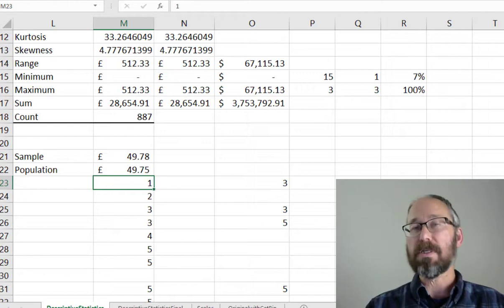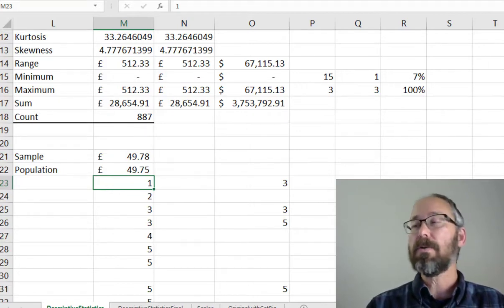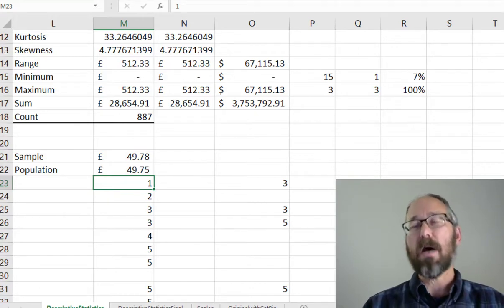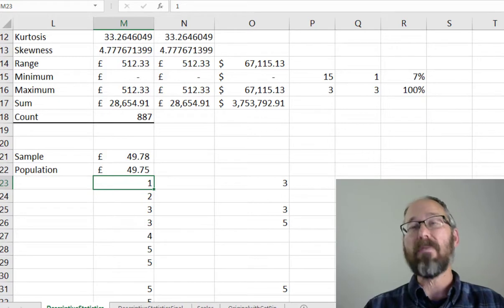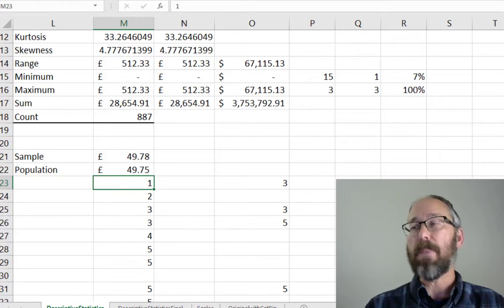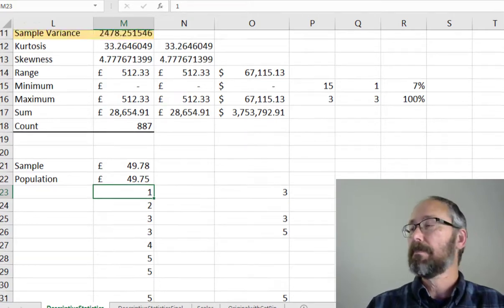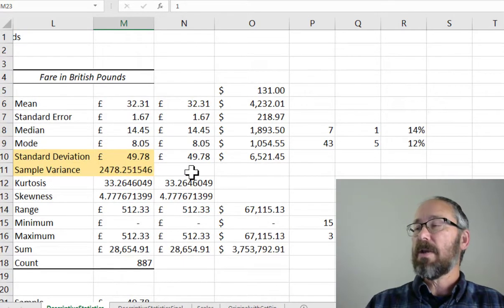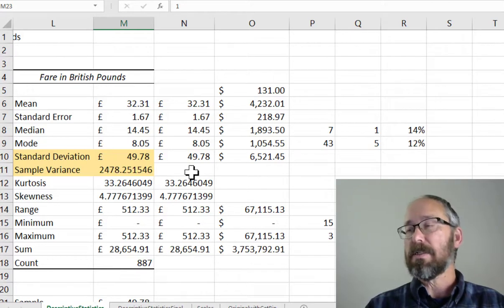The larger the sample, the closer the standard deviation for the sample will be to the standard deviation for the population. And most often we're working with a sample because we don't have access to the entire population. It would be interesting to get the entire population for the passengers of the Titanic, and you could do these calculations on that to see what numbers you come up with. Nonetheless, there you have it, standard deviation and sample variance.